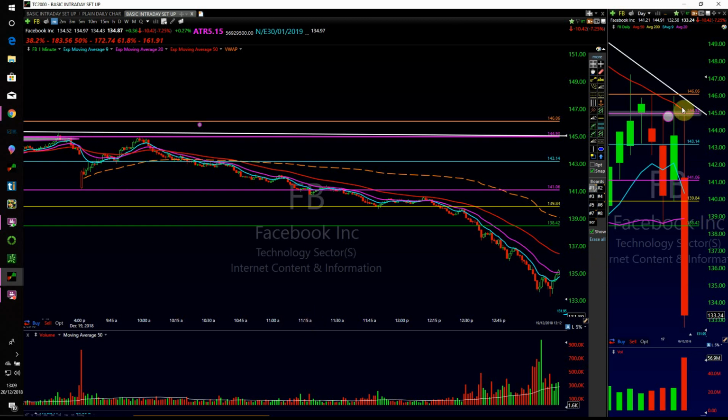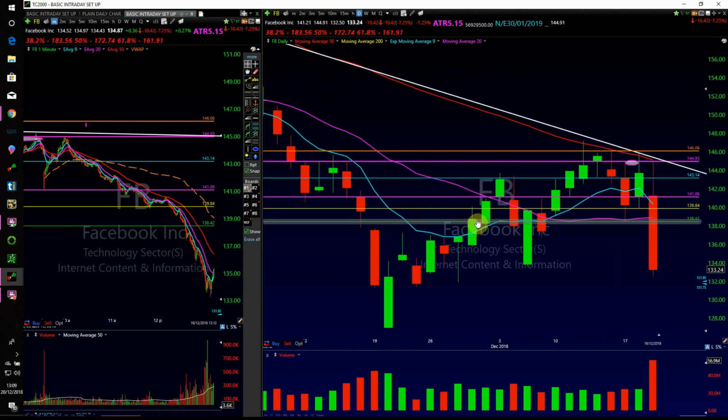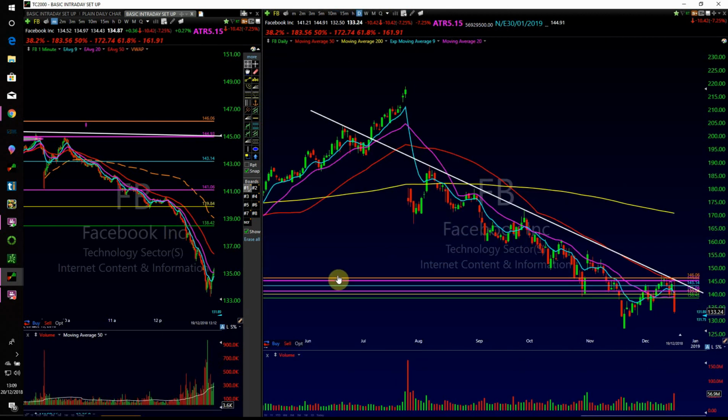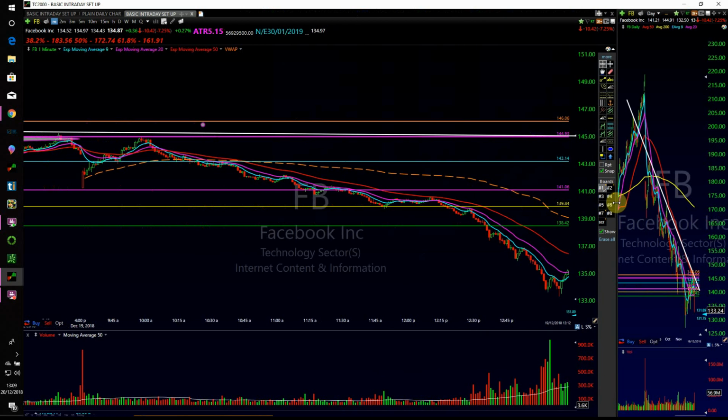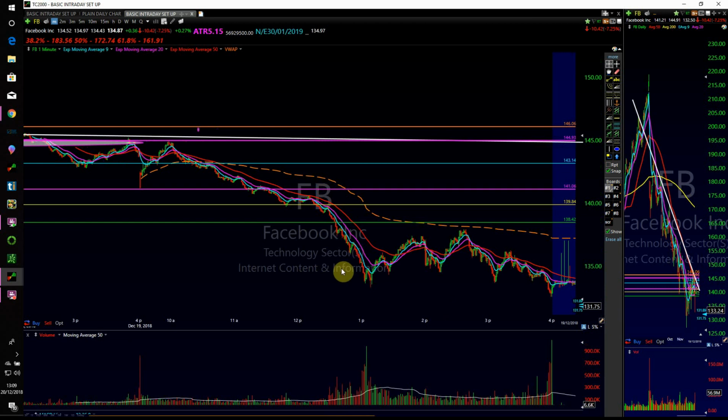Okay, look at that trend line we drew. Look at that trend line on Facebook going back to last summer, straight down. Look what it did today. The trend line came straight across the top. Look, it touches it. It touches it to the penny. Straight across the top of that trend line. So important, guys, to mark up these daily levels. You don't need anything else.